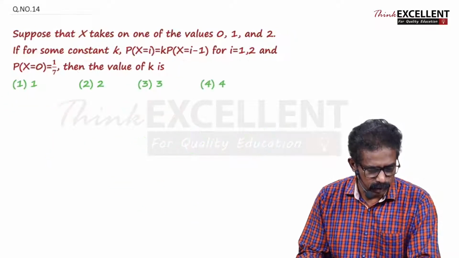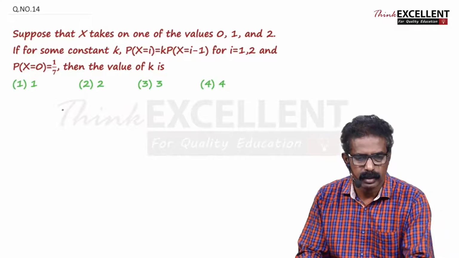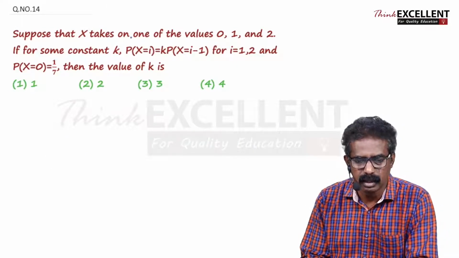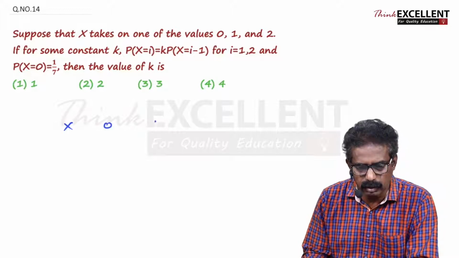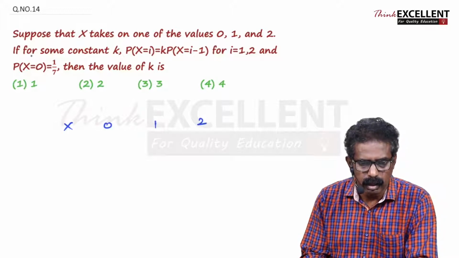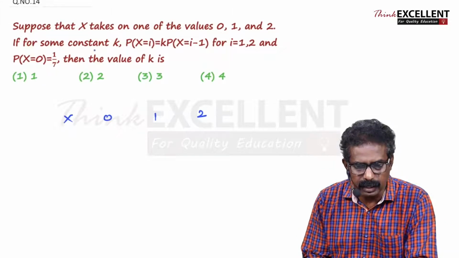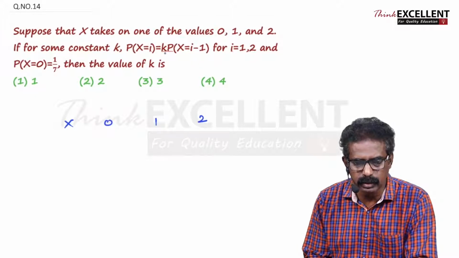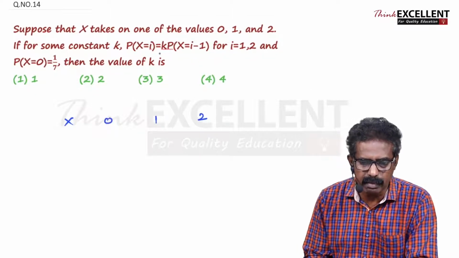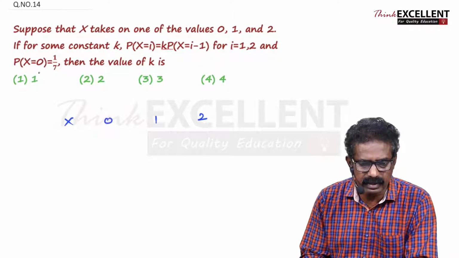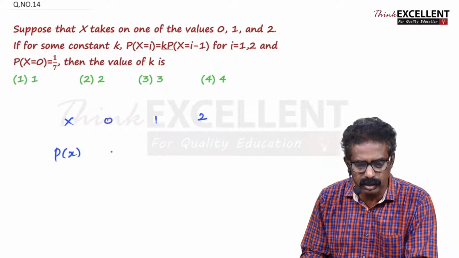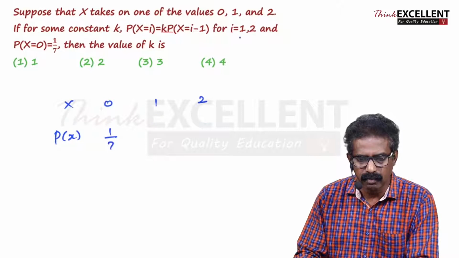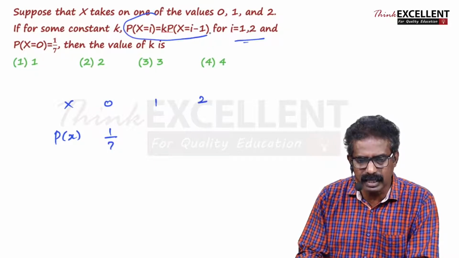Okay, now let's move on to question number 14. Suppose x takes on one of the values 0, 1, 2, for some constant k. P of xi equal to k into P of xi minus 1. P of x equals 0 is 1 by 7. When x equals 0, the probability is 1 by 7. For 1 and 2, you have to follow this relation.